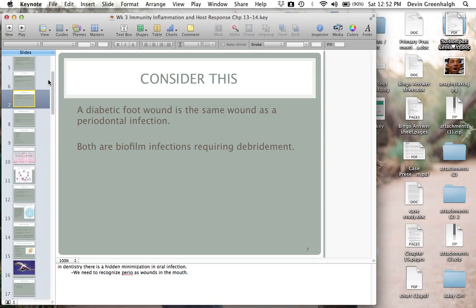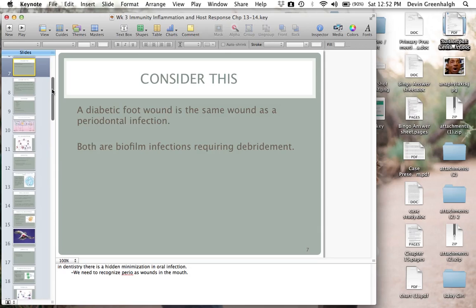So we talked about how you can talk to your patients about how a diabetic person with a foot wound is the same type of wound in a periodontal infection. Both are biofilm infections requiring debridement, or removing the biofilm.